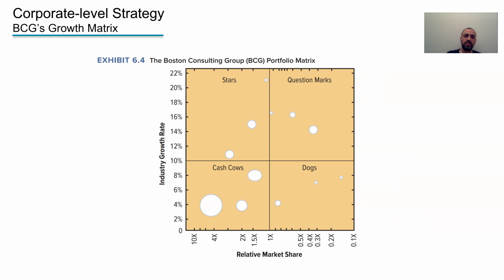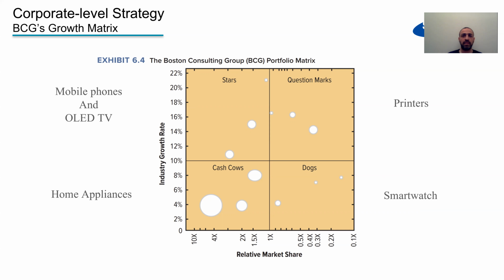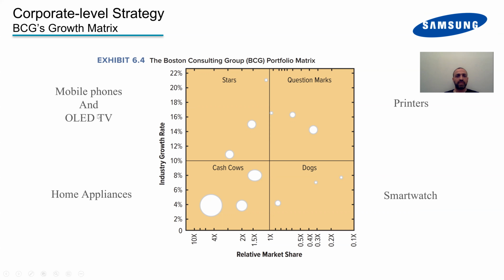So as an example, for a brand like Samsung, mobile phones and OLED TVs are the stars, and the home appliance are the cash cows. They have a good position, high market share, but the profits are low. Question mark is the printers.